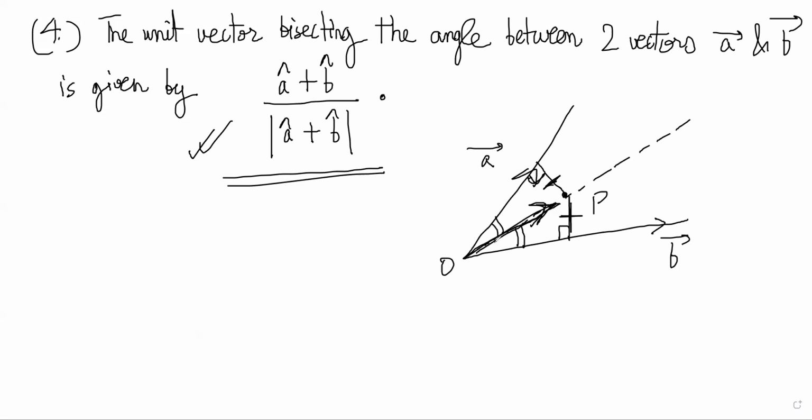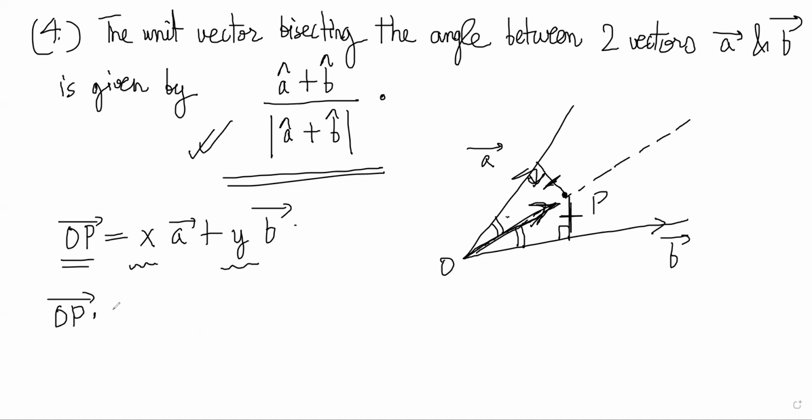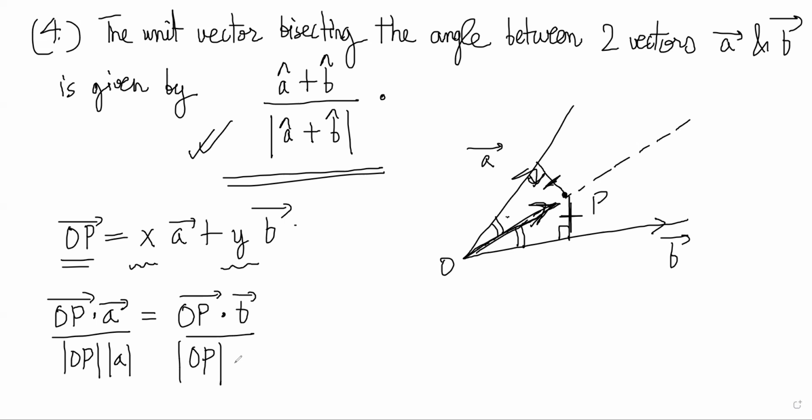So the proof of this can be done easily if you do know the cosine rule. What I will say is the vector along OP can be written as some scalar x times A plus y times B, right? Because the OP vector is coplanar with A and B. Now all we have to do is find x and y, right? The way we do that is we know OP dot A divided by mod OP and mod A is going to be the same as OP dot B divided by mod OP and mod B.